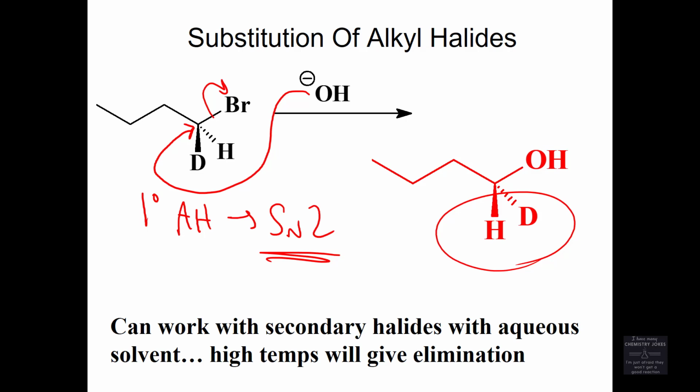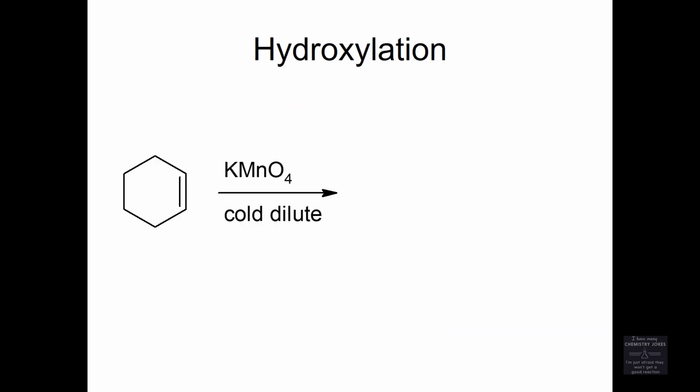This hydroxide can work with a secondary alkyl halide if the temperature is low enough, and it's helpful if the solvent is aqueous. We didn't talk a ton about the solvent, but yeah, you can do hydroxide substitution, SN2, on primary and methyl substrates easily, and on secondary if the conditions are favorable, meaning low temperature and aqueous solvents are helpful. Okay. We made alcohols like this.